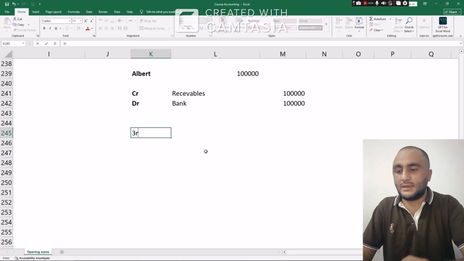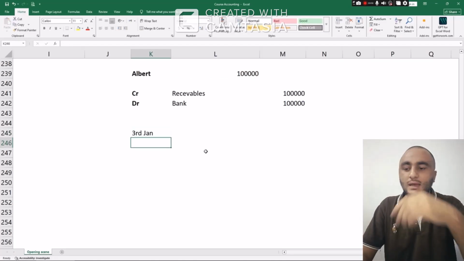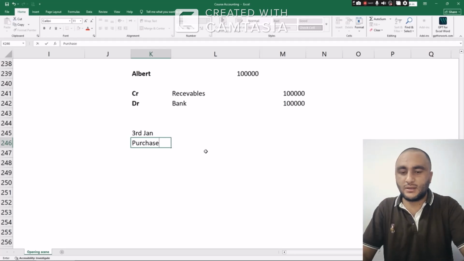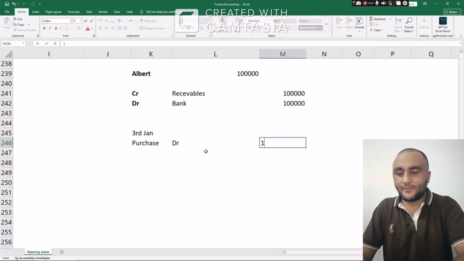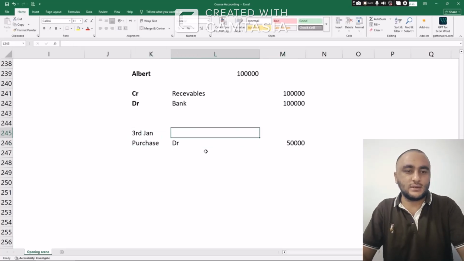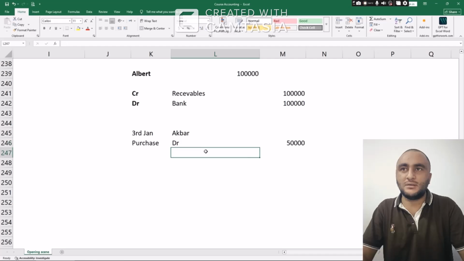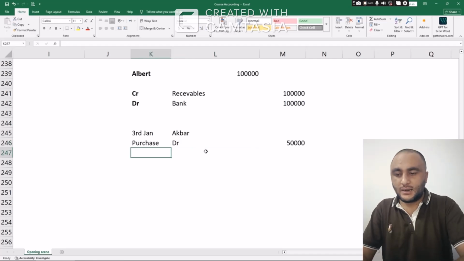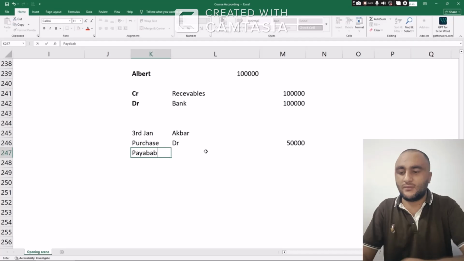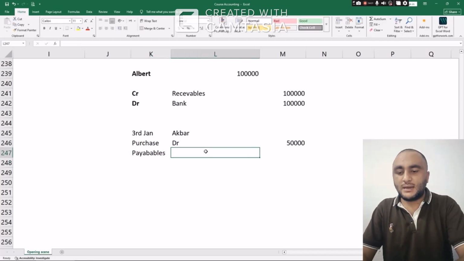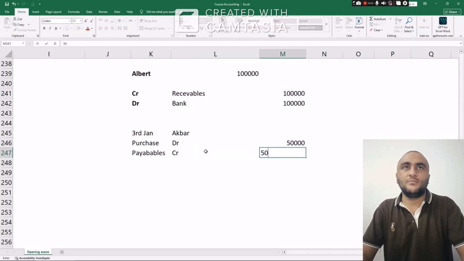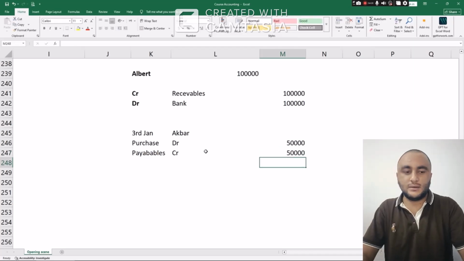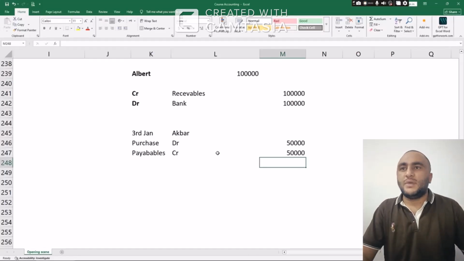So in case of purchases, if we want to reconcile, same, on 3rd January we purchase, debit with 50,000 a book from Mr. Akbar. In our case we have the example of Akbar, and payables will be credited with the same amount. Payable will be credited with 50,000.